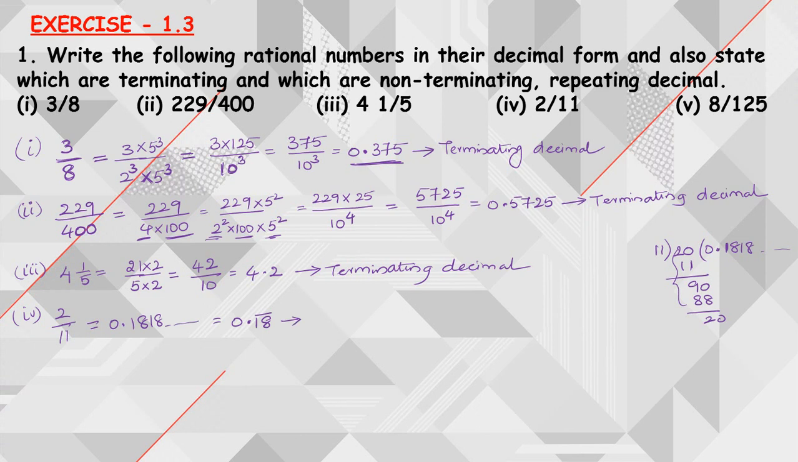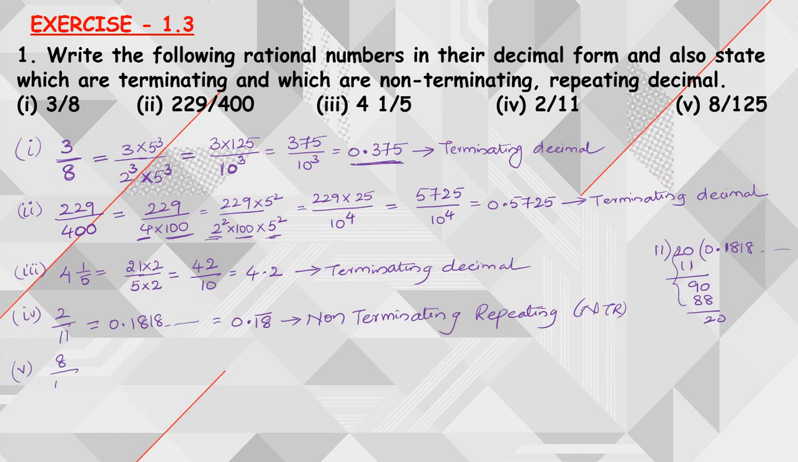So since it contains the bar, we can say that it is a non-terminating repeating decimal. Non-terminating repeating, we can simply call it NTR. So simply you can remember it as NTR, right?